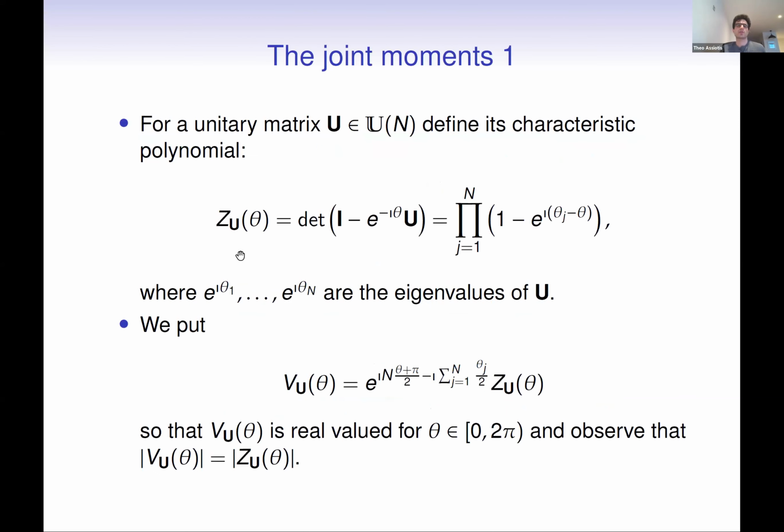So we have a unitary matrix U. I'm going to define its characteristic polynomial the usual way. So let's give it this determinant, where e^{iθ_1}, ..., e^{iθ_n} are the eigenvalues of U, and this is the characteristic polynomial. And in fact, I'm going to consider something very similar, which is this V, which is essentially the characteristic polynomial shifted by a phase so that it's real valued on the unit circle. And then you can see that the absolute value of V is the same as the absolute value of Z.